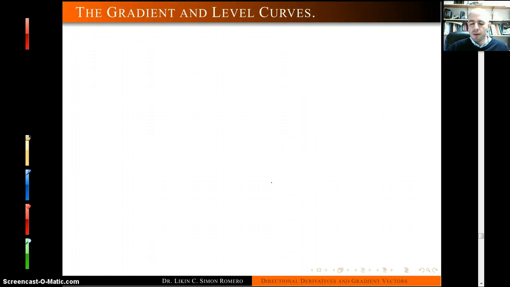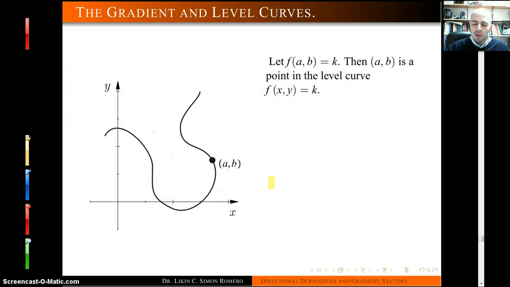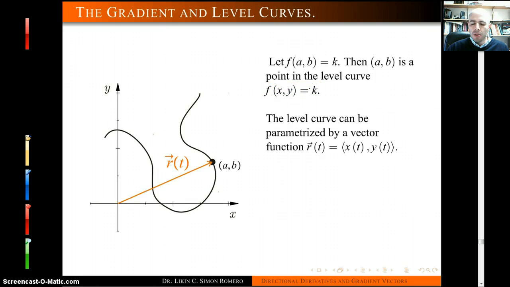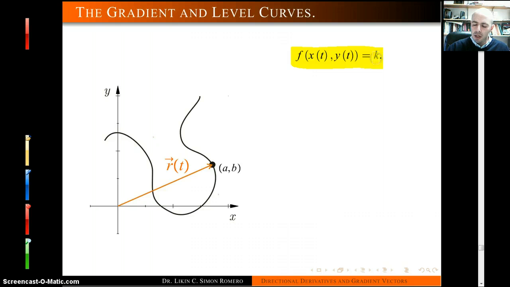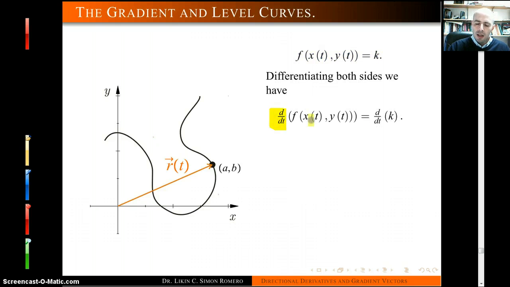So let me just tell you about the gradient vector and level curves. Suppose that you have a level curve. Remember that a level curve is all the points that give you the same value under the function. So this is the level k of the function. The level curve can be parameterized by a vector function. And when we plug in x of t and y of t instead of x and y, we obtain this equation right here.